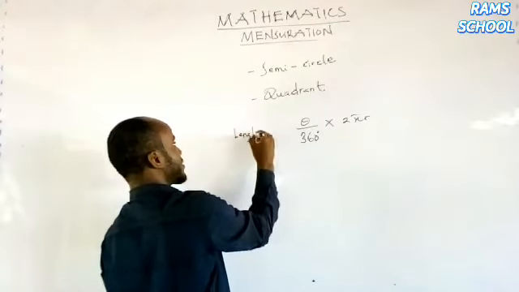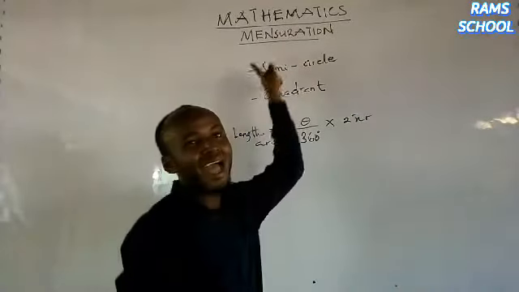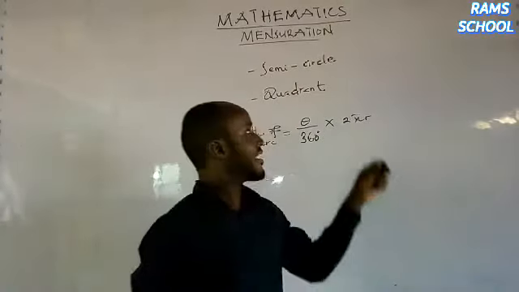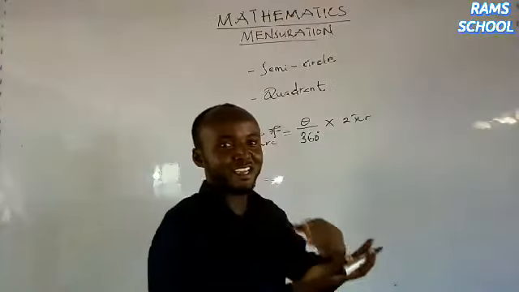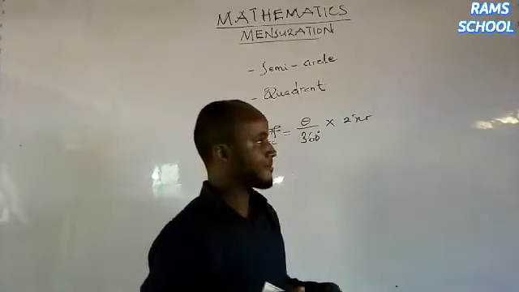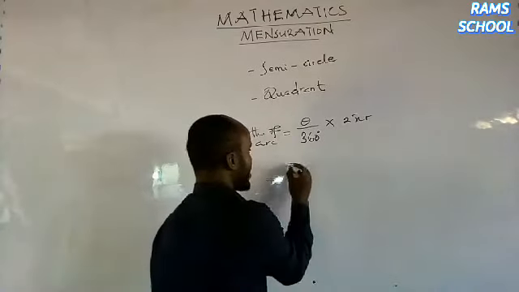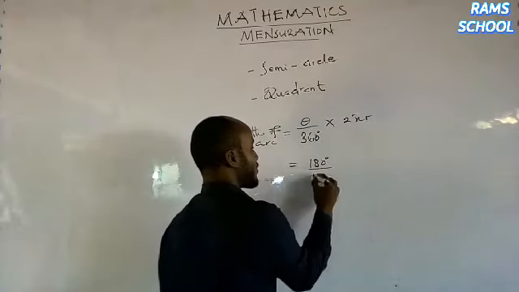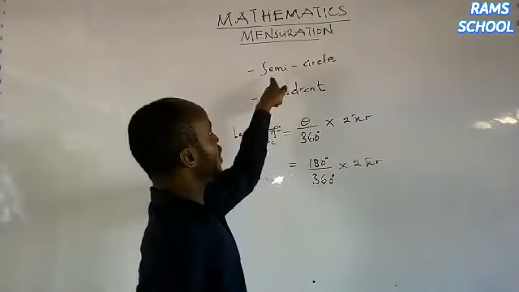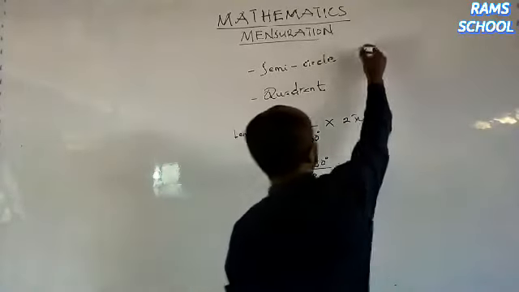So length of arc. If the arc here is a semicircular arc, the theta will not be given to you, but you must know that a semicircle is half of a circle. So that angle there will be 180 degrees. So assuming you find the length of an arc of a semicircle, you are going to get 180 degrees out of 360 degrees times 2 pi r. Please take notes. So for a semicircle, the angle that will be formed between the two radii is 180 degrees.